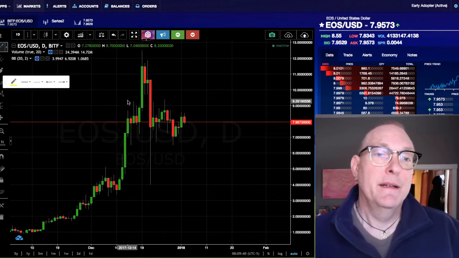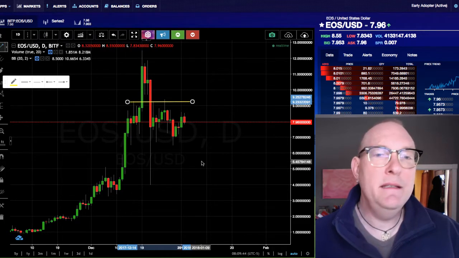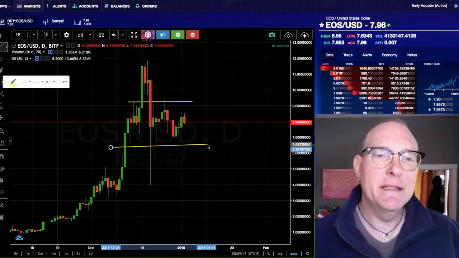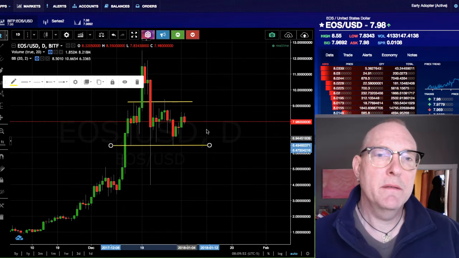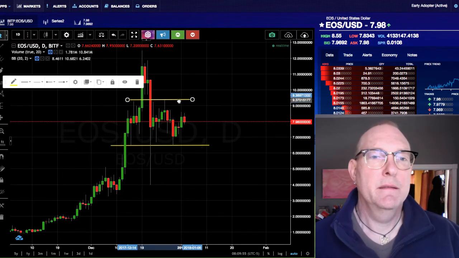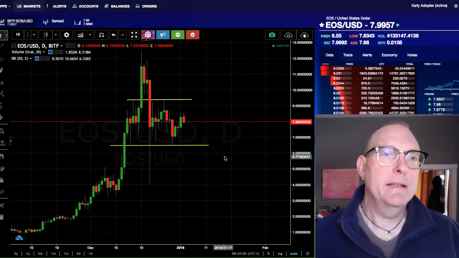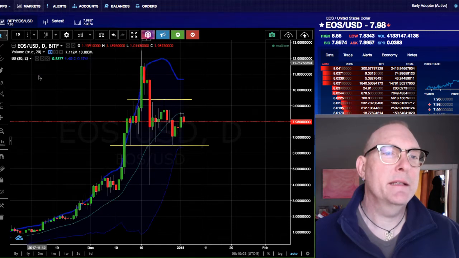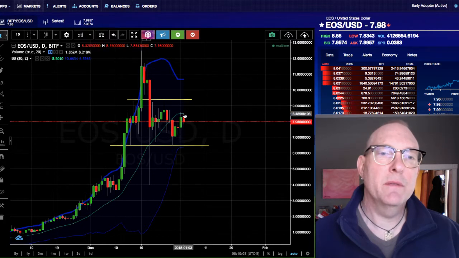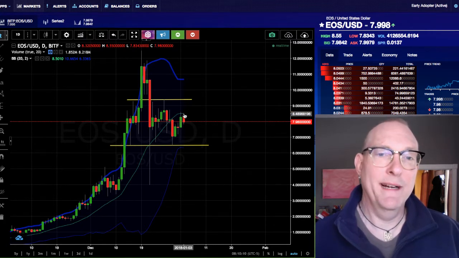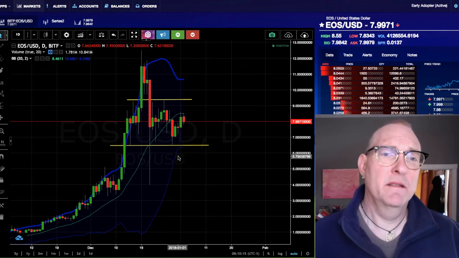And so EOS, US dollar, this is what I see. I see support and I see resistance. And I see a sideways trading range. And if I stick those Bollinger Bands on here, does that tell me anything? It tells me that we're below the middle green line at the moment. No, we're above this bottom line.